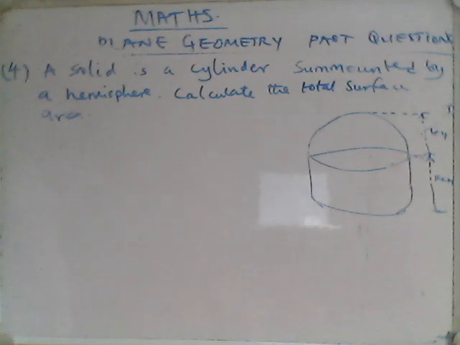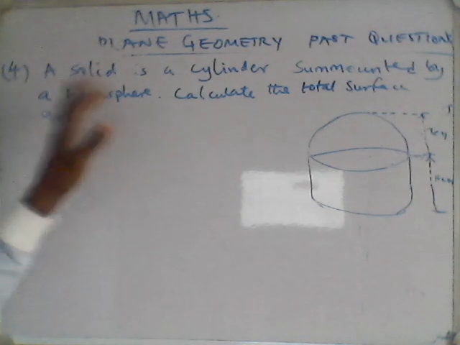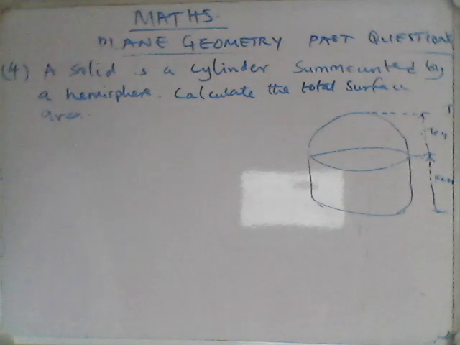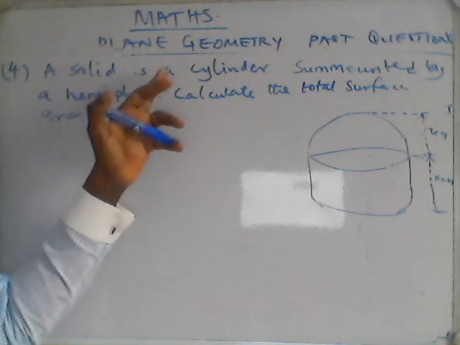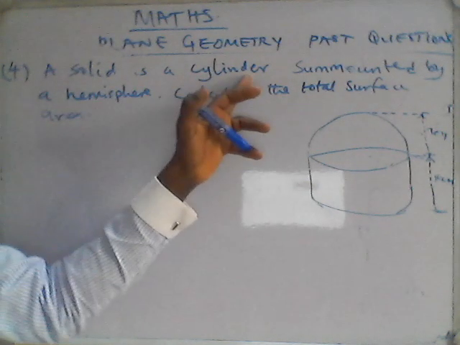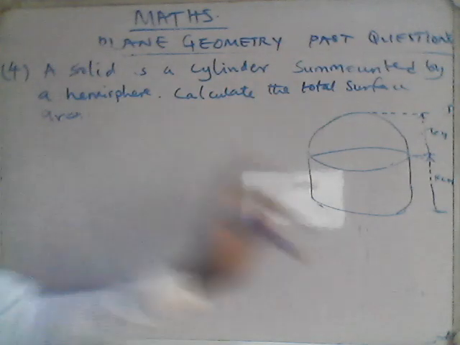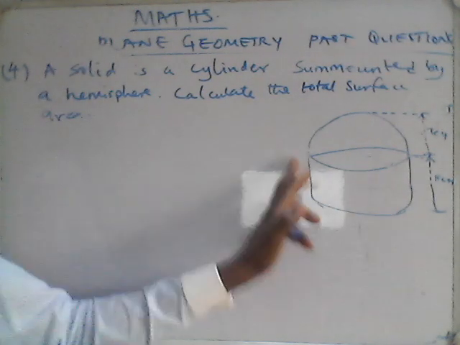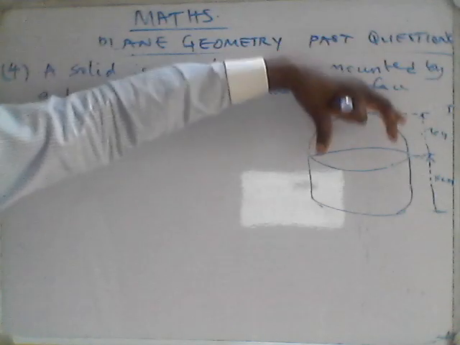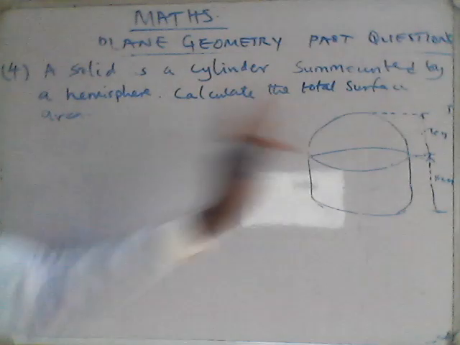Okay, so we have another question on the board. It says, a solid, this is WAEC 1997. A solid is a cylinder mounted by a hemisphere. This is the diagram. So this is a cylinder here, and there's a hemisphere mounting on top of it. Calculate the total surface area.